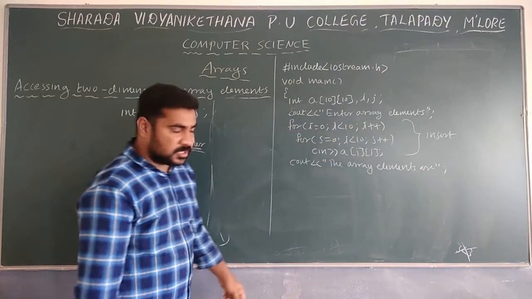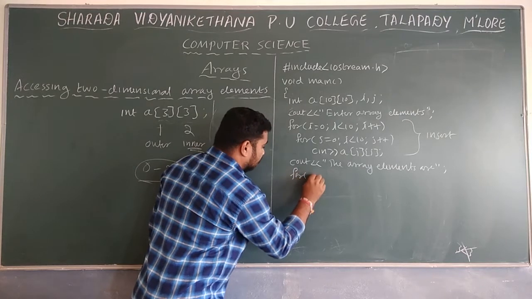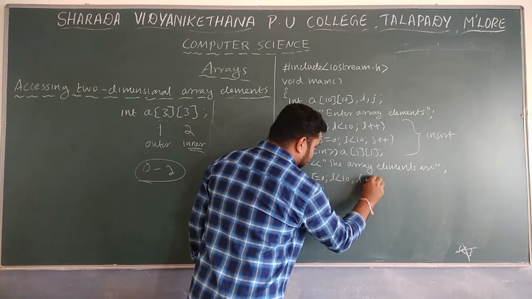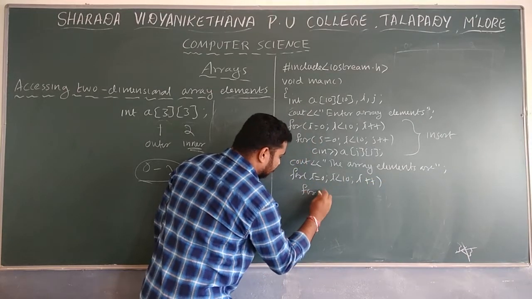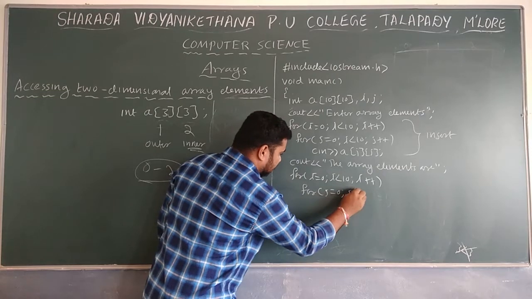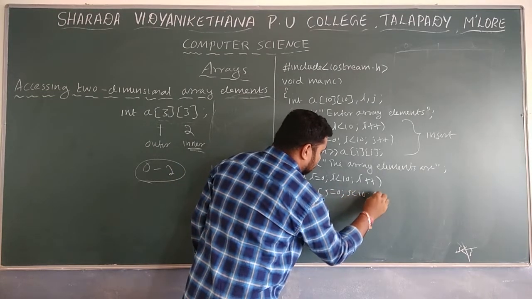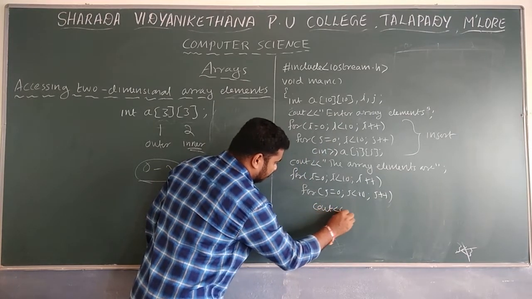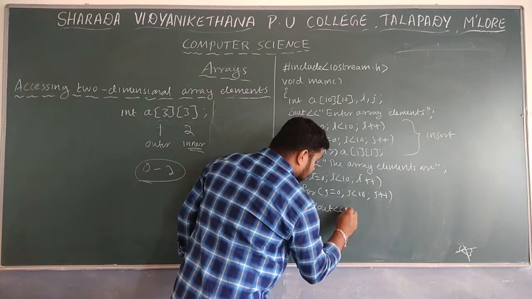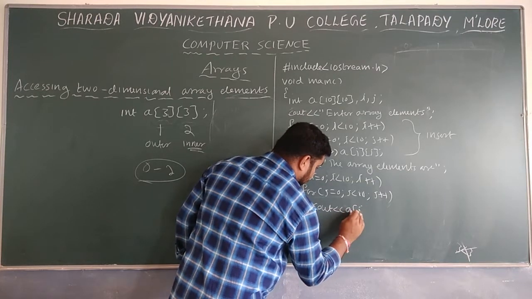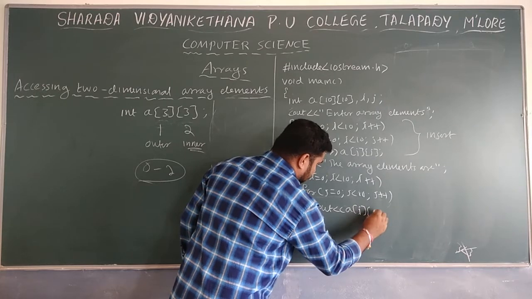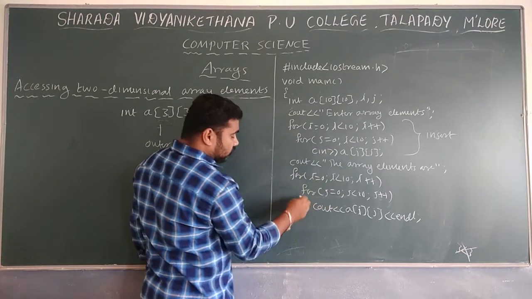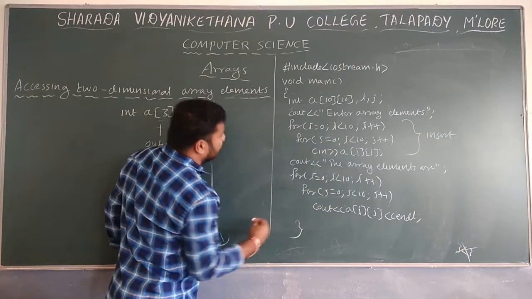You can write the array elements: for I equal to 0, I less than 10, I plus plus; for j equal to 0, j less than 10, j plus plus. Then I can write it as cout a of ij. I can use endl because I want to display the elements in one line after the next line. Next goes in the flower bracket.